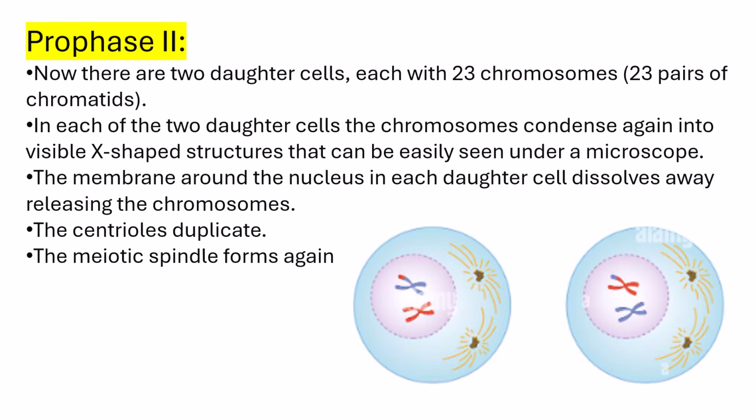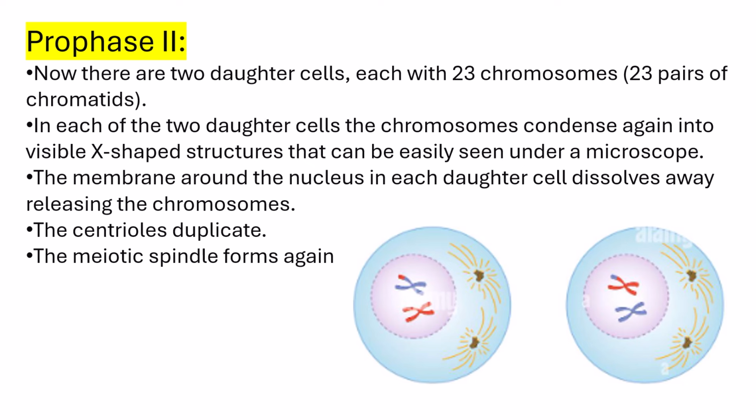Prophase II. Now there are two daughter cells, each with 23 chromosomes, 23 pairs of chromatids, right? In each of the two daughter cells, the chromosomes condense again into the visible X shape. So now the condensation happens again, forming X-shaped structures that can be easily seen under a microscope. The membrane around the nucleus in each daughter cell dissolves away, releasing the chromosomes.